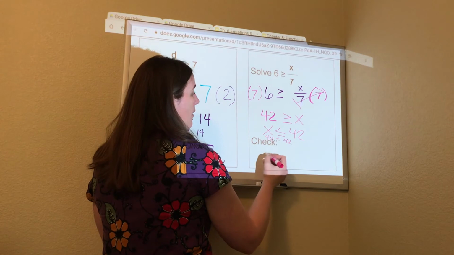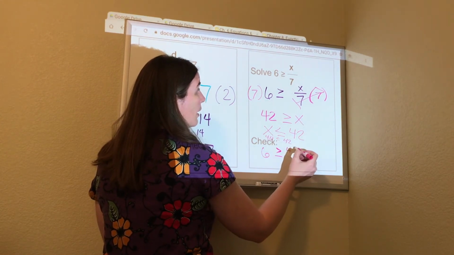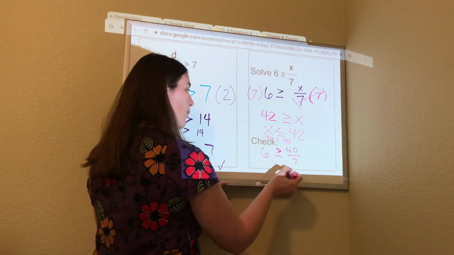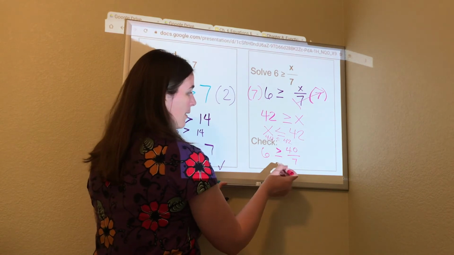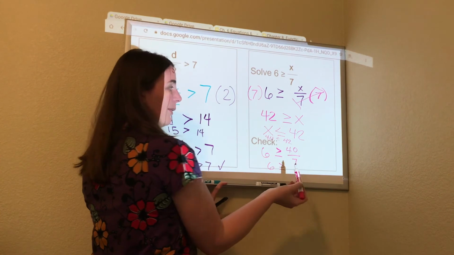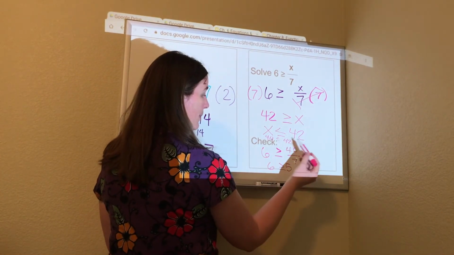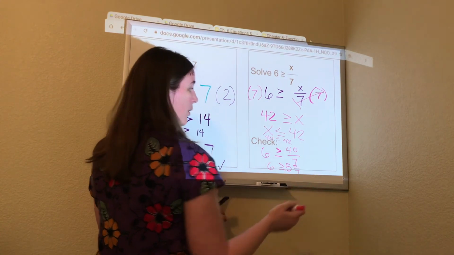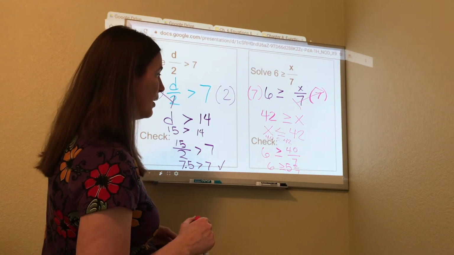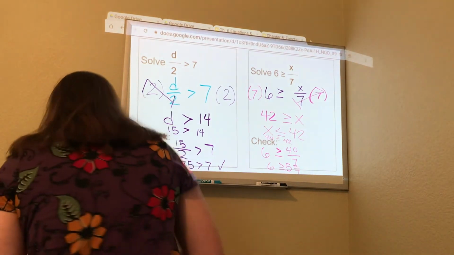So I have 6 is greater than or equal to 40 divided by 7. Okay, so 40 divided by 7, that's going to be definitely less than 6. So I don't know what that is. It goes into it 5 times. That's 35 plus 5 more, so 5/7. All right. Is that right? 35? Yeah, 40. All right. So let's go on to our next slide.